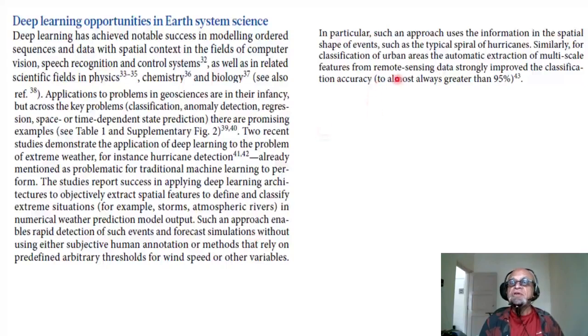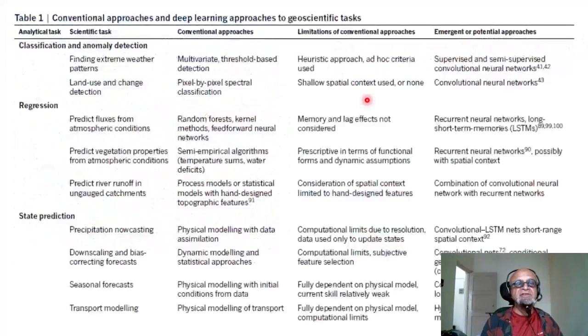In particular, such an approach uses the information in spatial shape of events, such as the typical spiral of hurricanes. Similarly, for classification of urban areas, the automatic extraction of multi-scale features from remote sensing data strongly improved the classification accuracy to almost always greater than 95% in terms of what is really observed and what the interpretation is from the image analysis. Okay, so here is table 1.